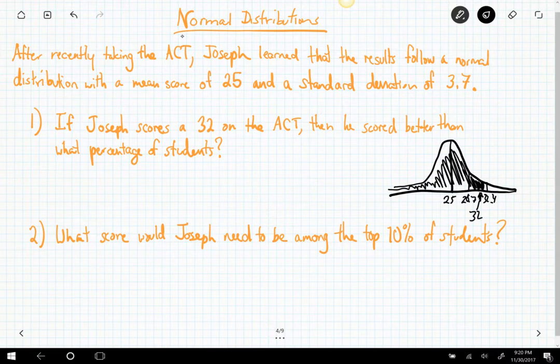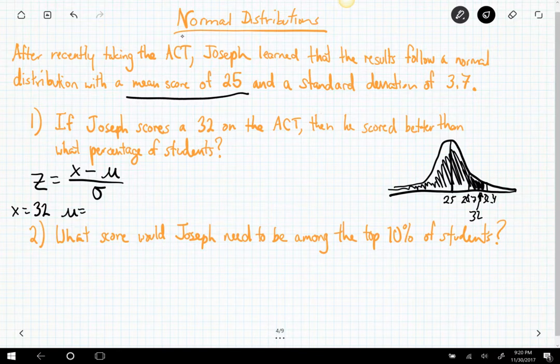So in order to do that, though, we don't have a nice formula for this particular normal distribution. So what we need to do is use a standard normal distribution. And that's where we get this idea of a z-score. And if you recall, z equals x minus mu, divided by sigma, where x is our observation and mu is our mean. So in our case, x is the observation, which is 32. Our mu is our mean, which is the mean score of 25. Our standard deviation is sigma, and that's 3.7.